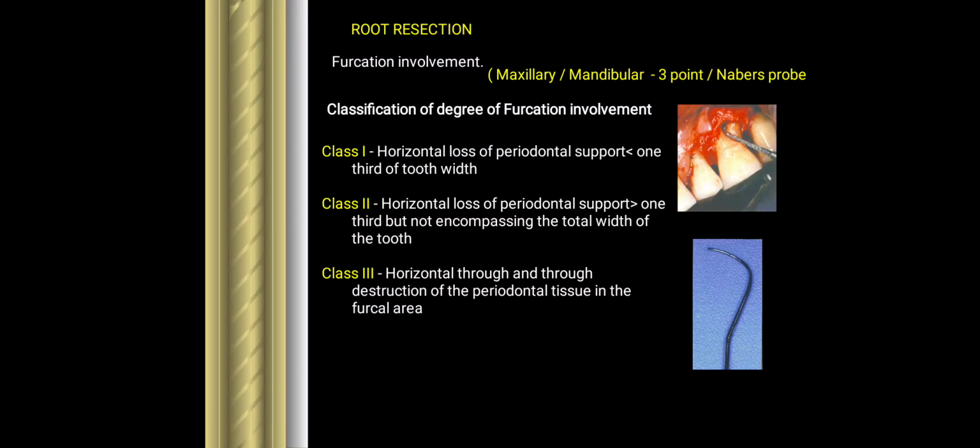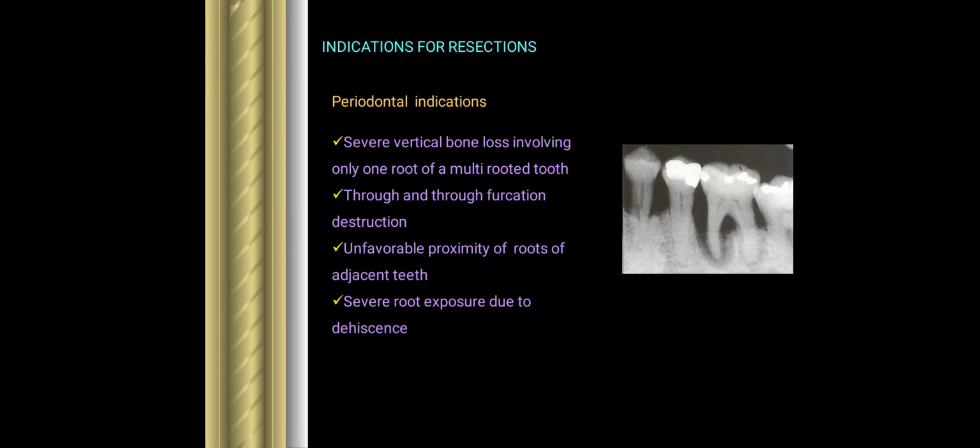Root resection is done in the cases where furcation involvement is there. Here is the classification for the furcation involvement. In class 1, horizontal loss of periodontal support will be less than 1/3 of the tooth width. In class 2, horizontal loss of periodontal support will be greater than 1/3 but not encompassing the total width of the tooth. In class 3, there is horizontal through and through destruction of the periodontal tissue in the furcal area.